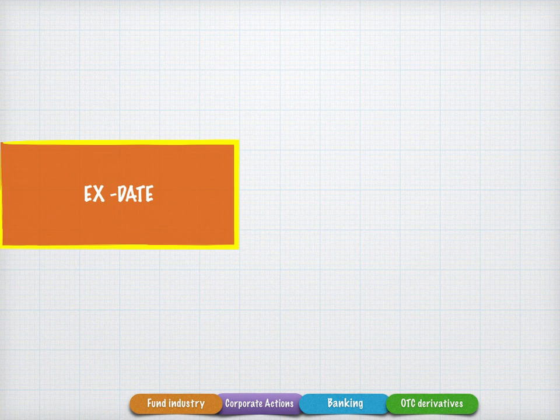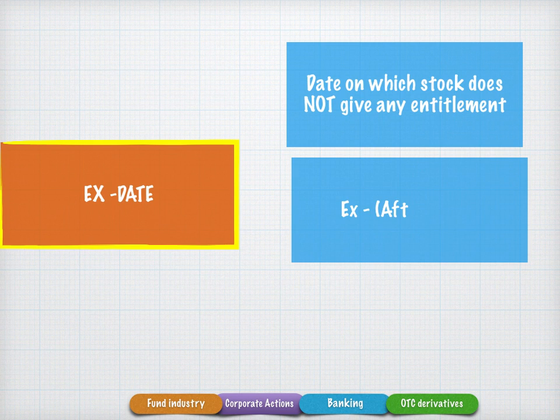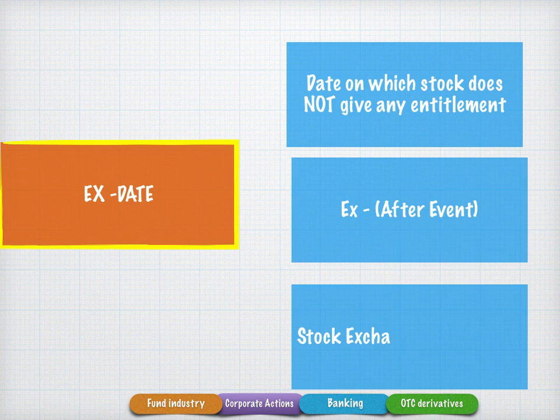The third date is the X date. The X date, as we know, is the date on which the security is trading on the stock exchange but does not give any entitlement. This date is announced by the stock exchange or the depository. The stock exchange on which the security is traded normally announces the X date. Typically, what happens is when the company is announcing the corporate action, then the stock exchanges also get notification of it. The company mentions in the announcement what is going to be the X date.